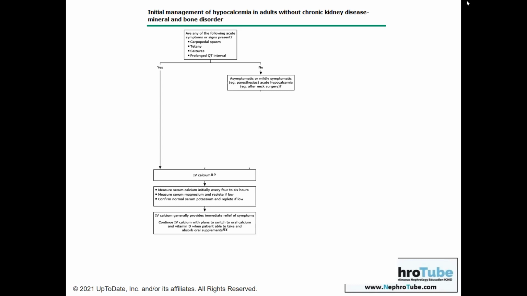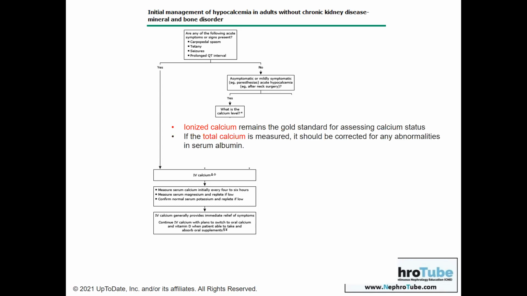What if the patient from the start doesn't have any of the acute symptoms? If the patient is asymptomatic, or has mild symptoms such as paresthesia, what is the calcium level of the patient? As we mentioned before, it's better to depend on the analyzed serum calcium level. But if your lab doesn't measure the free ionized calcium level, you have to correct the total calcium level for the serum albumin. Don't forget that. Ionized calcium remains the gold standard for assessing calcium status. If the total calcium is measured, it should be corrected for any abnormalities in serum albumin.